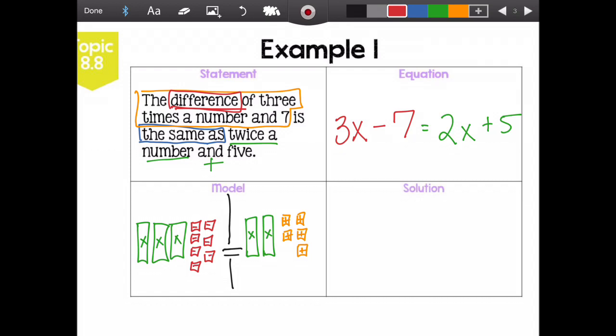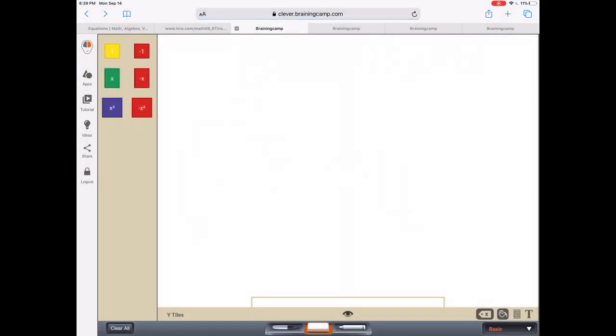Okay, so that's a quick way to do that at home to represent the equation. Now let's get back to the tile so we can solve. So again, our job is to isolate the variable. Sorry about that, guys. Quickly get this back here.